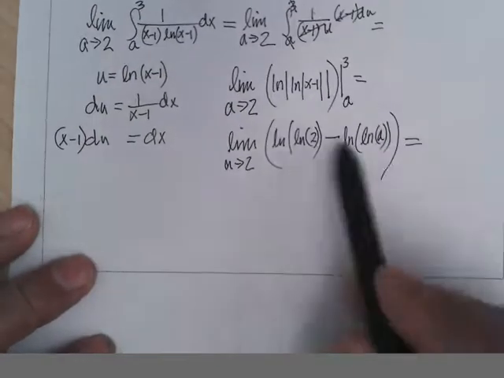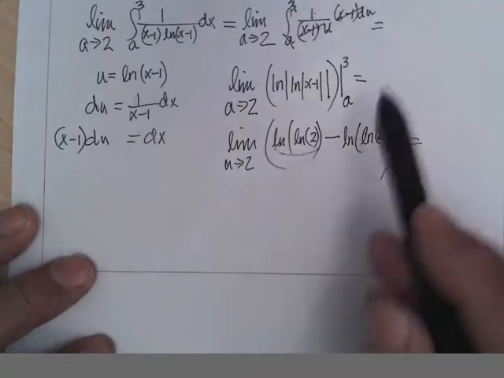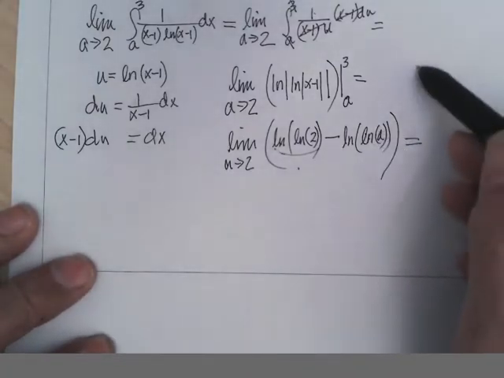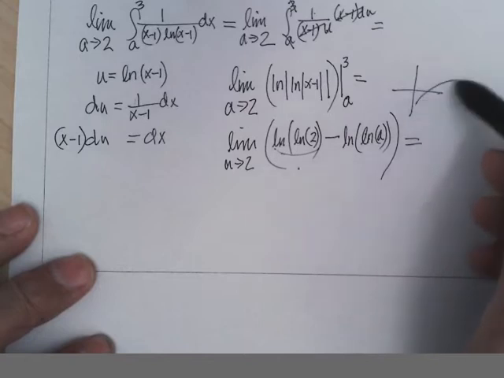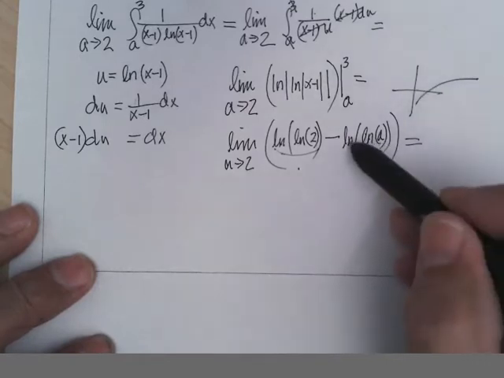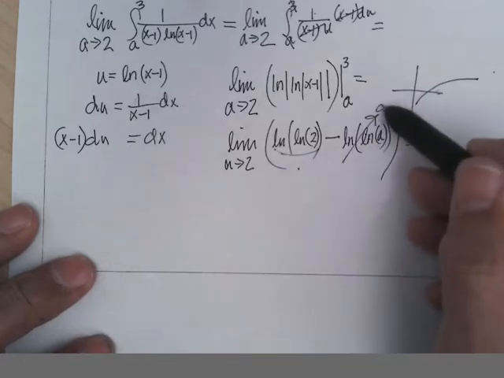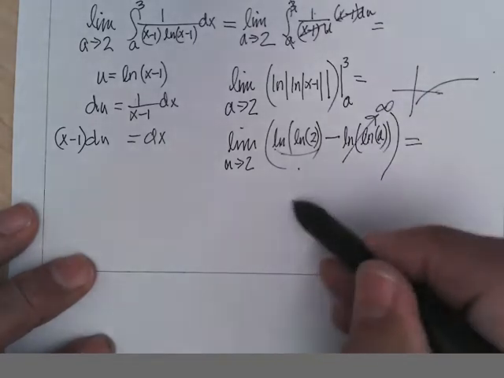And what happens here? Well, that's a constant, so that's not a problem. Ln of a, ln looks like this, so it goes off to infinity, and ln of something going to infinity would still go to infinity, and so this one diverges.